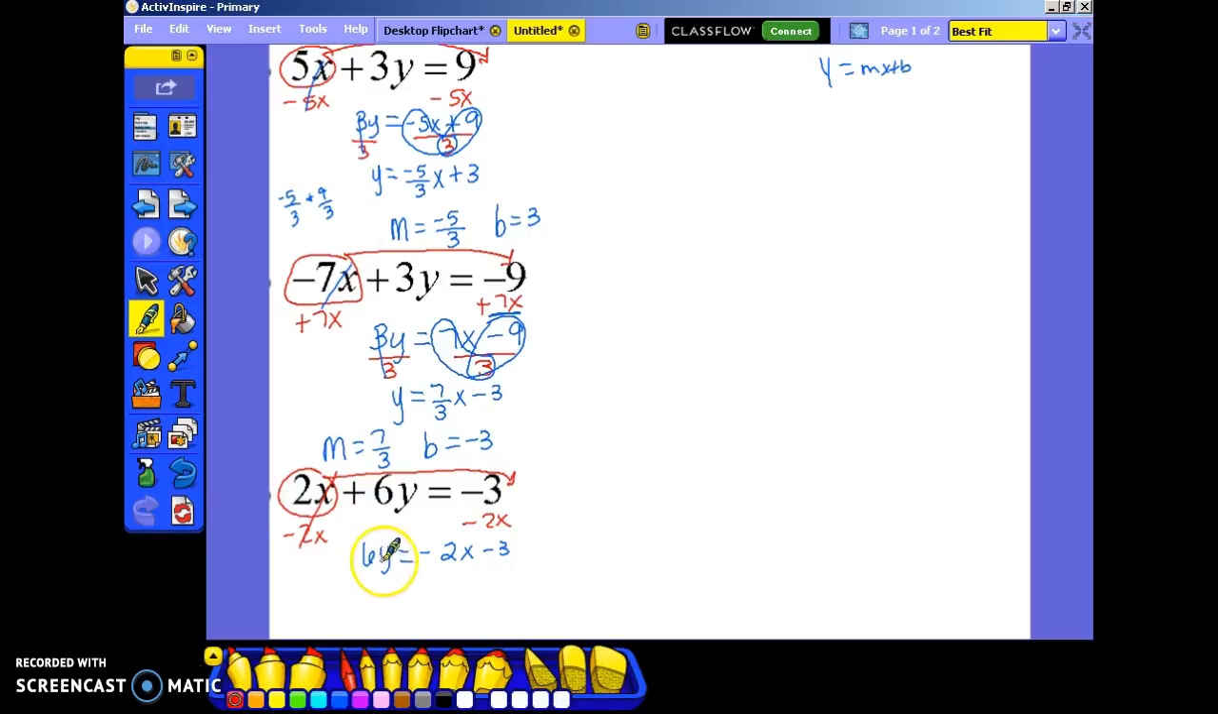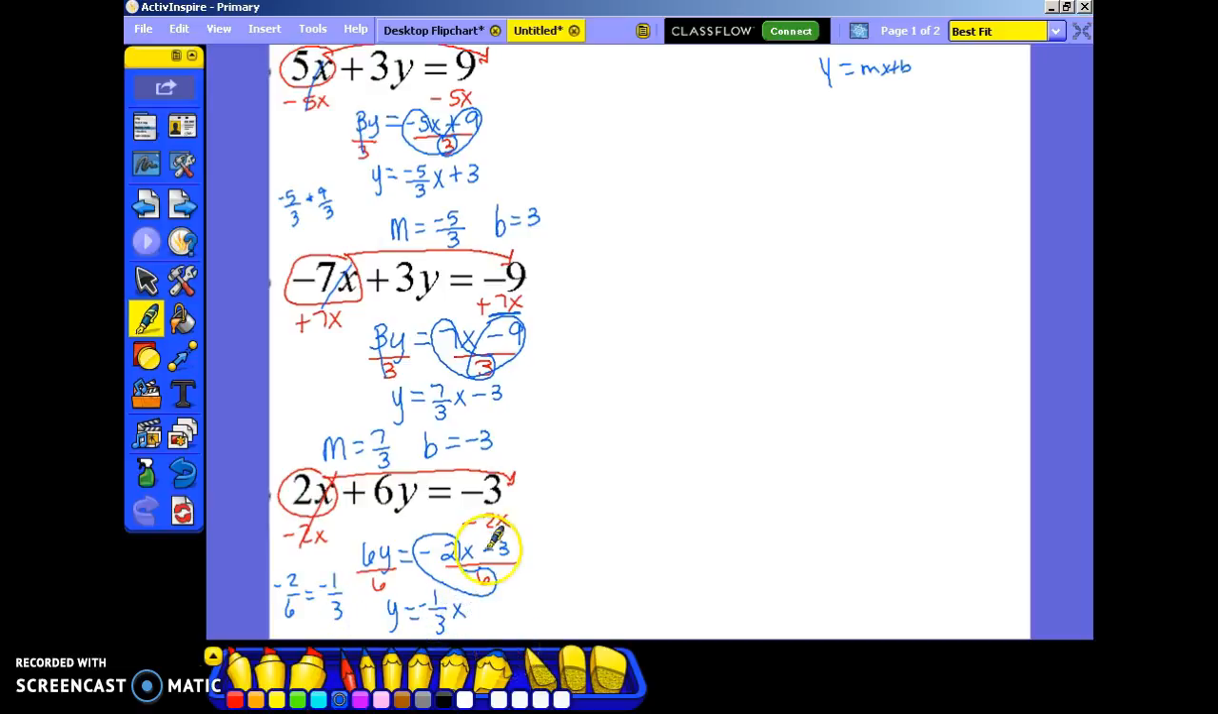In order to break away 6 times y, I have to divide by 6 on both sides. That will give me y by itself. Negative 2 divided by 6. I cannot get a whole number out of that, but 2 will go into both of those numbers. So I can simplify to negative 1 over 3.